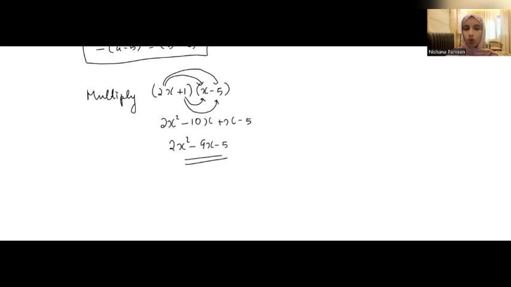Okay, so we can go with another question: x plus 3 times x minus 3. You guys have any idea how to do this? You can just go with the FOIL method, right? Okay, I'll just do it. You just listen, I'll do it.